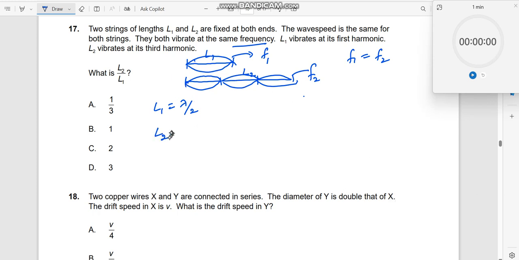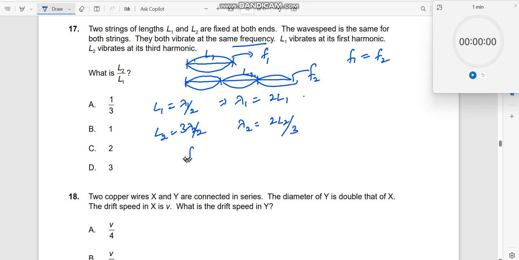Similarly, if I take L2, see for one loop it is lambda by 2, let me take lambda 2 by 2 because he says frequency is same, wavelength is not same, right? Okay, and then if I say this is lambda by 2, lambda by 2, lambda by 2, then this should be equal to 3 lambda by 2, right? So, according to this, I can now say lambda 1 should be equal to 2L1 and lambda 2 should be equal to 2L2 divided by 3.